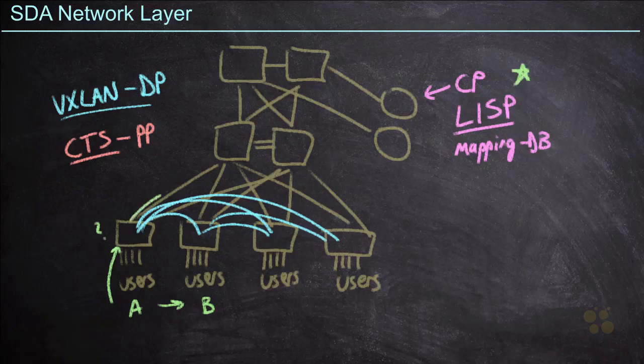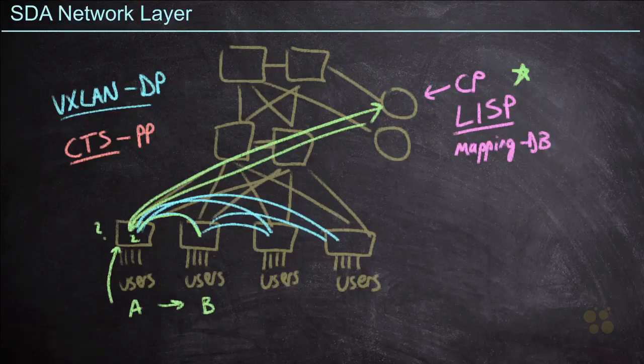So we're going to send a request to the control plane node to find out which switch ID we should send that traffic to. And we're going to get a response back that says, for example, hey, send that to switch 2. At that point, we are going to send across the VXLAN tunnel to get to switch 2 so that it can forward that traffic down to user B. Now that's great from a networking perspective. We've formed end-to-end connectivity. However, let's not forget about the policy plane.